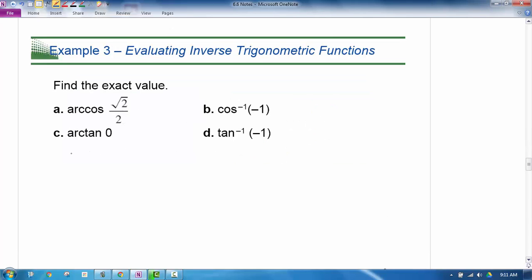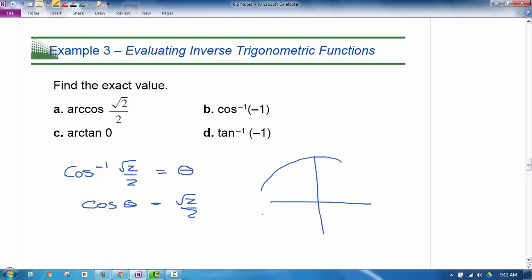I'll just do a couple more examples and call it good then. For A, that's the inverse cosine of square root of 2 over 2, which I'm going to say equals some angle theta, and then I'll switch that to cosine of theta equals square root of 2 over 2, and say where on the unit circle is the x value equal to square root of 2 over 2, and that's at 45 degrees because that's square root of 2 over 2 comma square root of 2 over 2. So the x value there at 45 degrees, that'd be pi over 4, or 45 degrees.